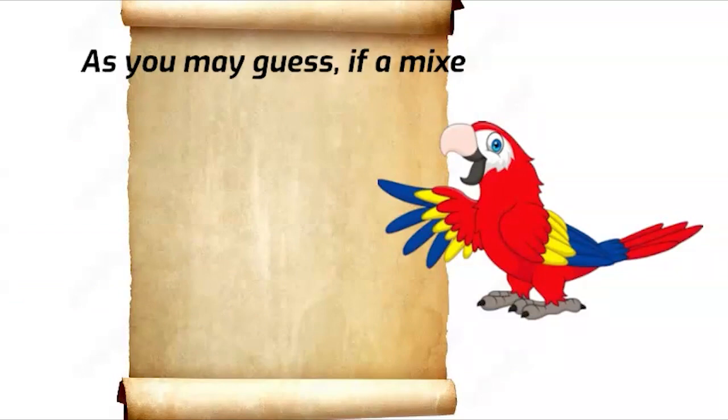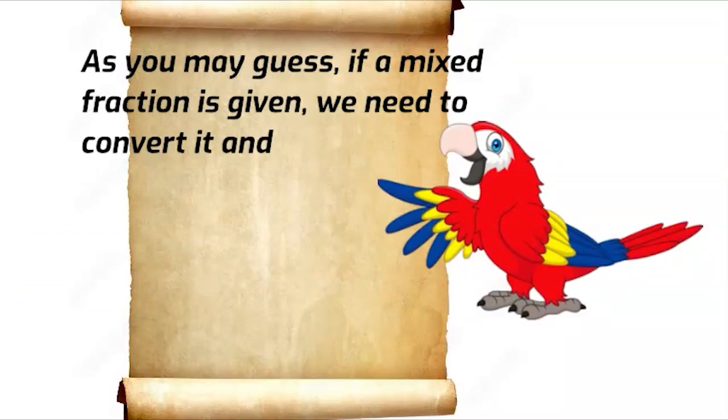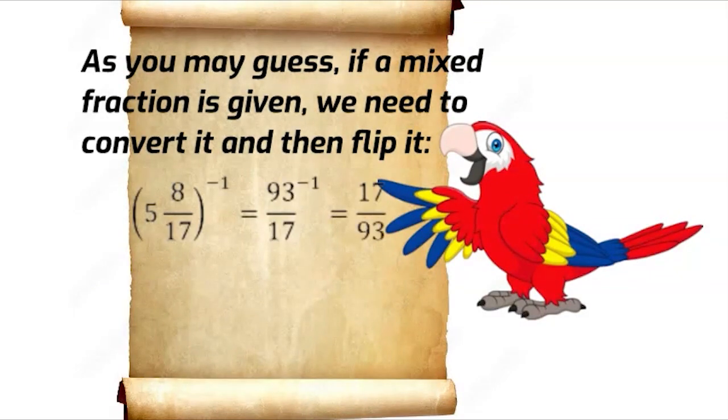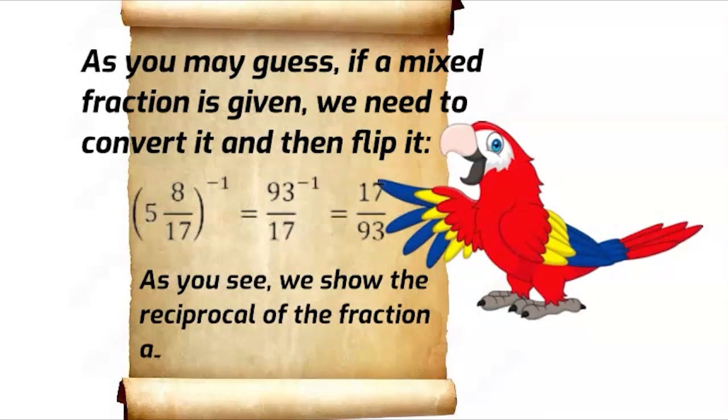As you may guess, if a mixed fraction is given, we need to convert it and then flip it. For example, take 5 and 8 over 17. By converting it into an improper fraction, we get 93 over 17. And its flipped version is 17 over 93. As you see, we show the reciprocal of the fraction as the fraction to the power of minus 1.